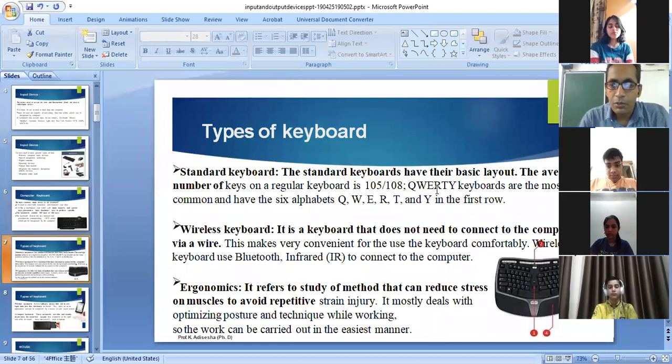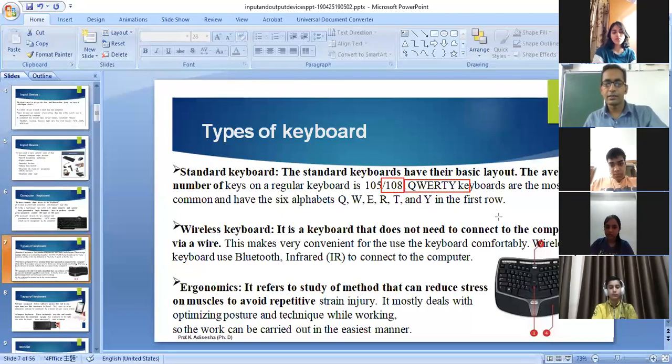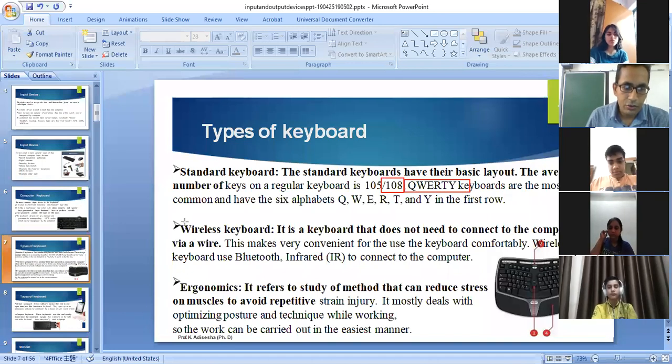I told you there are a number of keyboards. The first one is a standard keyboard that we are having at hand in front of our computers. This keyboard is known as a QWERTY keyboard, and it is having around 108 keys. This includes all the keys, including the volume keys, everything. Then there are wireless keyboards. They use Bluetooth and infrared technology to connect to the computer.